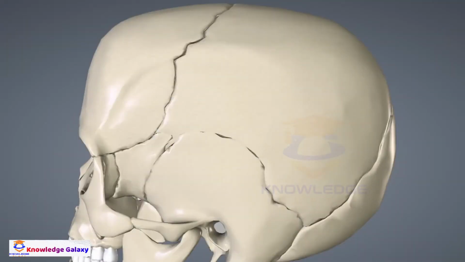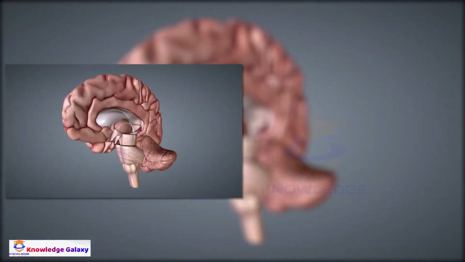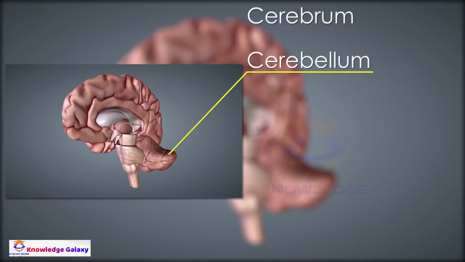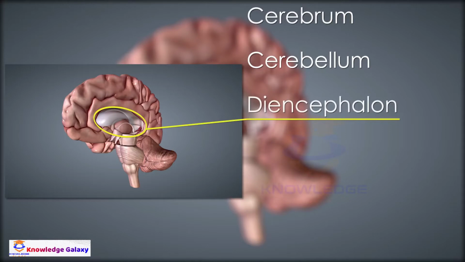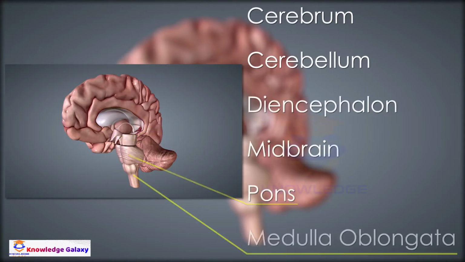As most people know, the brain is found within the cranium or skull, and there are 6 main sections among other structures within it. These 6 sections are the cerebrum, cerebellum, diencephalon, the midbrain, pons, and the medulla oblongata.